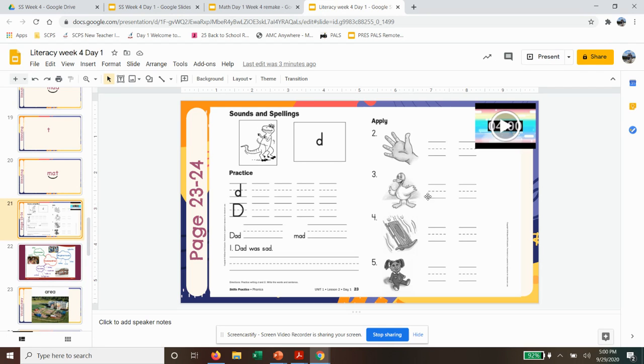So you would write it on this line, and that's on page 23 and 24 of your Fox book, the Open Court practice book. So that's what we did in literacy on September 29th, 2020.